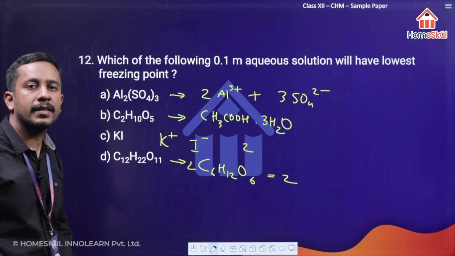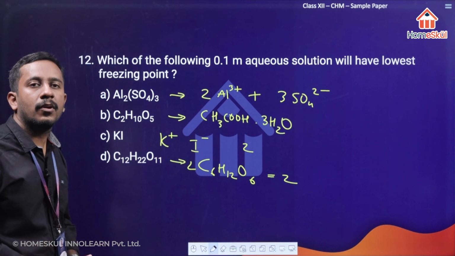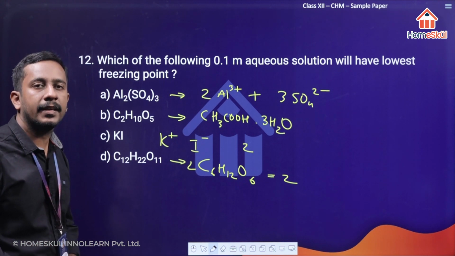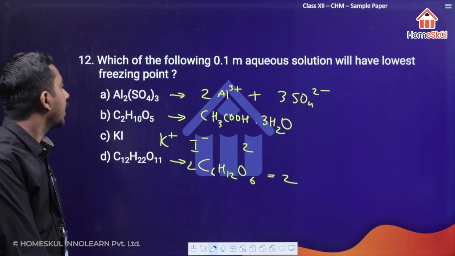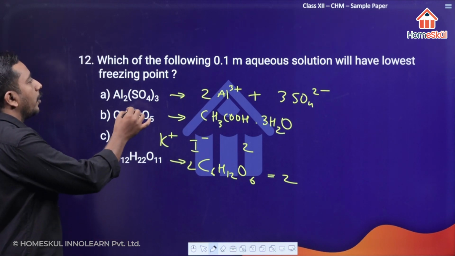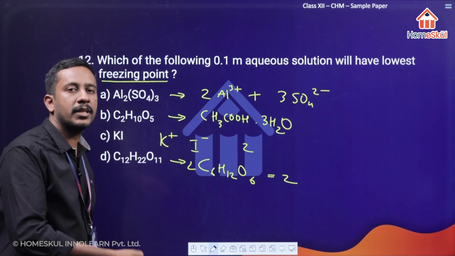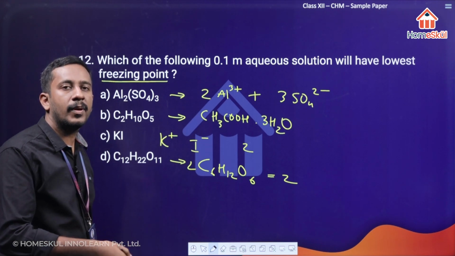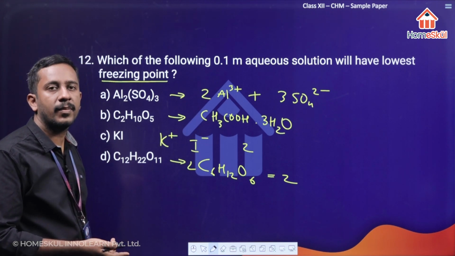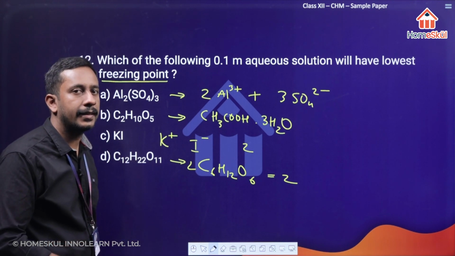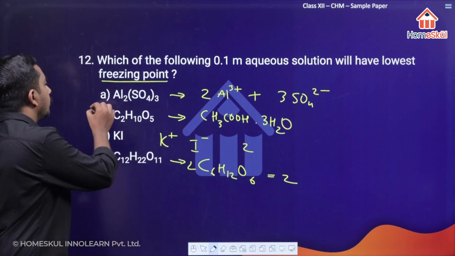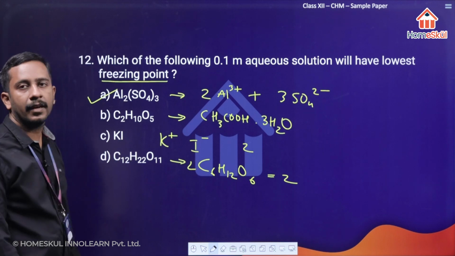So as the number of particles is higher, the observed colligative property will be higher in the case of aluminium sulfate, which means this molecule, aluminium sulfate, is going to have the lowest freezing point because our colligative property is depression in freezing point. That depression will be maximum in the case of aluminium sulfate because the number of particles is greater. So that is going to be our correct option, option A, aluminium sulfate.